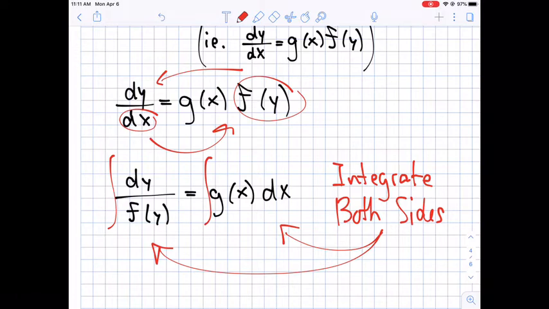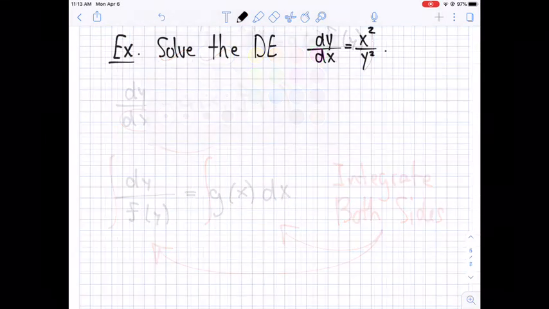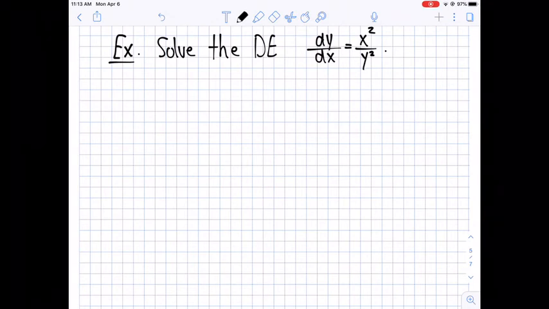Okay, but that's enough dealing with this formal definition. Let's actually do an example together. Okay, so we're going to start off with this one. Again, it's not overly difficult, but mostly I want to show you how we're going to be dealing with that constant c. So here we're going to solve this differential equation.